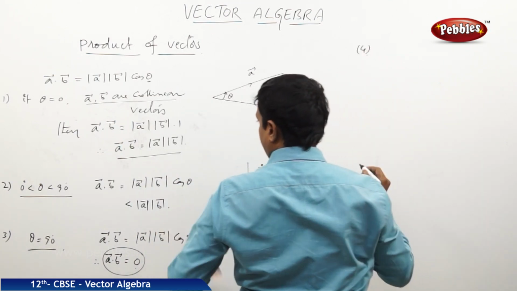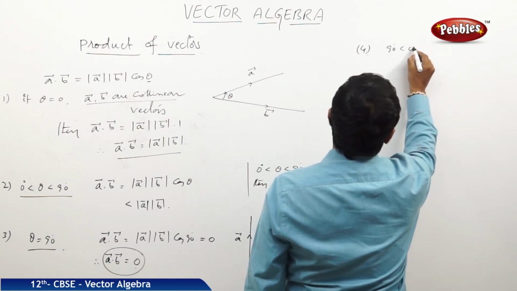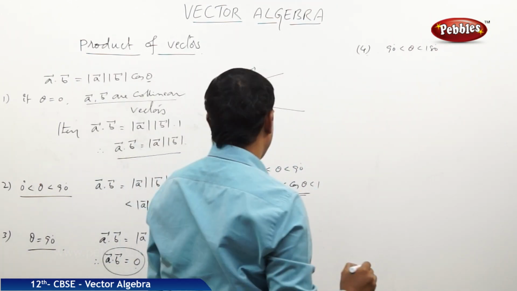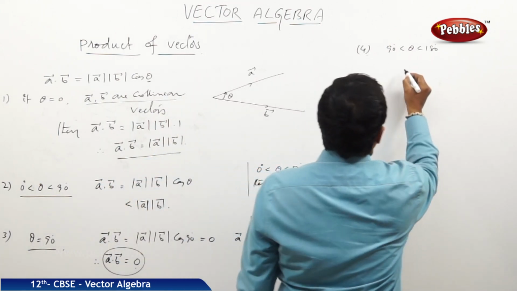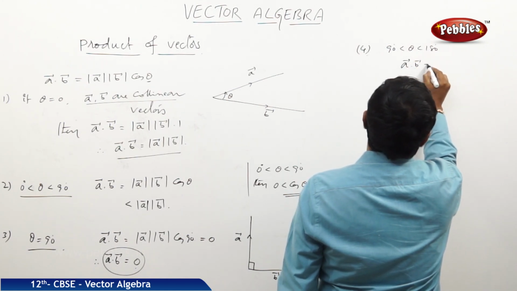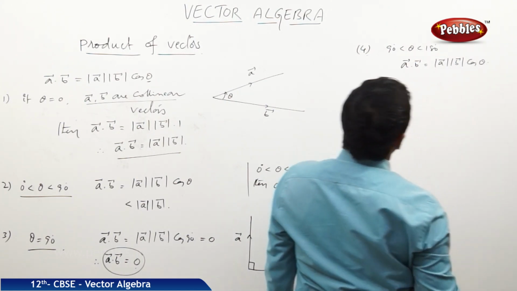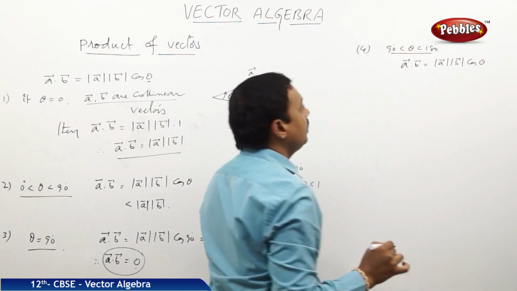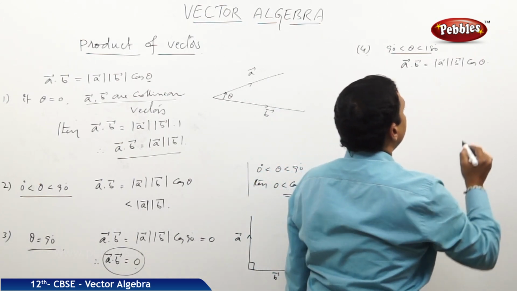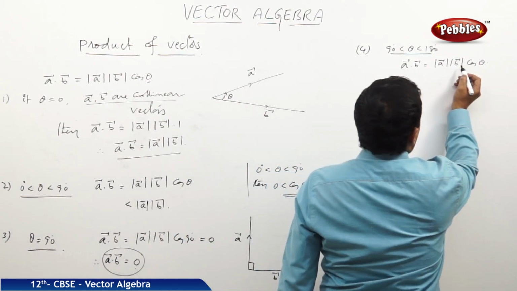Next, the fourth one is, suppose the theta value lies between 90 to 180. 90 less than theta less than 180. Then what would be A dot B? A dot B is equal to mod A mod B into cos theta. You know, when theta lies between 90 to 180, cos theta always lies between 0 to minus 1.